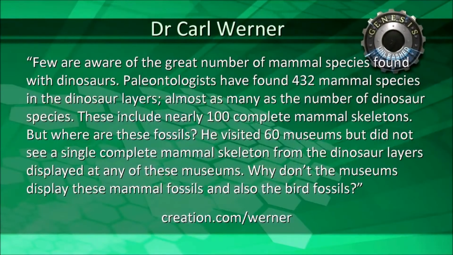Right? Elsewhere he says this: few are aware of the great number of mammal species found with dinosaurs. Paleontologists have found 432 mammal species in the dinosaur layers, almost as many as the number of dinosaur species. That's amazing. These include nearly 100 complete mammal skeletons. But where are these fossils? He visited 60 museums, but didn't see a single complete mammal skeleton from the dinosaur layers displayed at any of the museums.